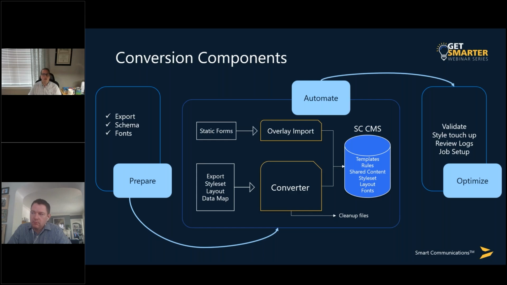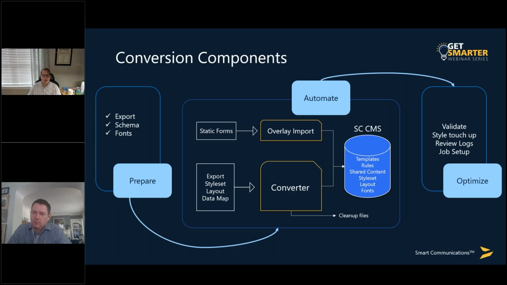Now, the more involved process comes with your dynamic templates that have business rules, they have variable data, they shrink or grow depending on the content and the data. So again, you need to export your templates out of your legacy system, and we've built many point-to-point automated solutions. Those automated solutions bring resources into the SmartCOMM CMS. We build templates, we build shared content, we add on to style sets, we create layouts. All of these resources are created in the SmartCOMM CMS.